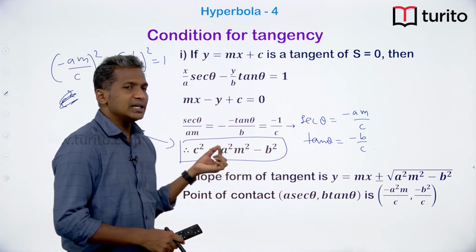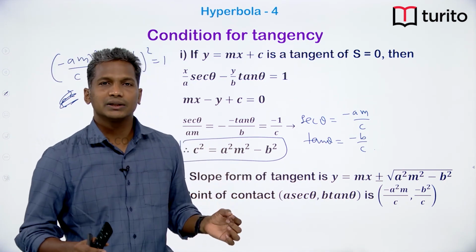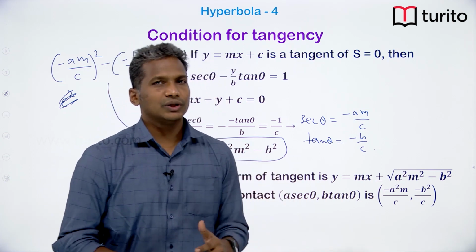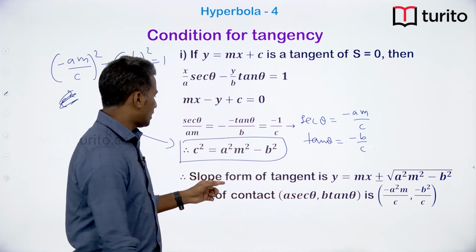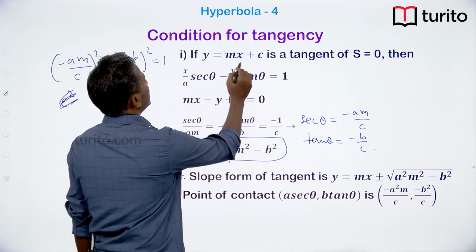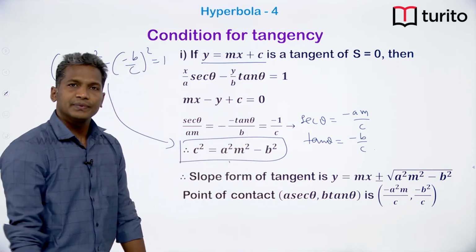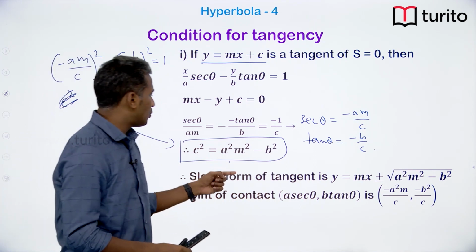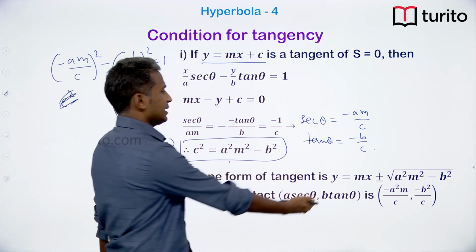Now, to get this condition, the method is not unique, there are other methods also, you can explore them. Okay. So, now coming to the other form. If I put this condition directly in this y equal to mx plus c, then I will get the slope form of tangent, which can be written in this form.